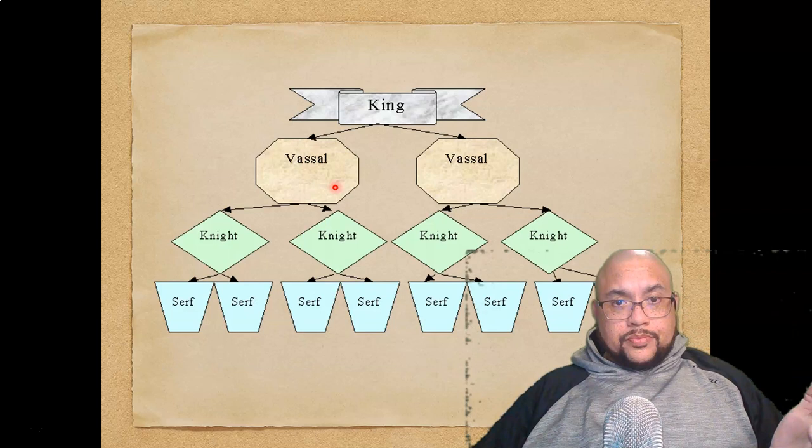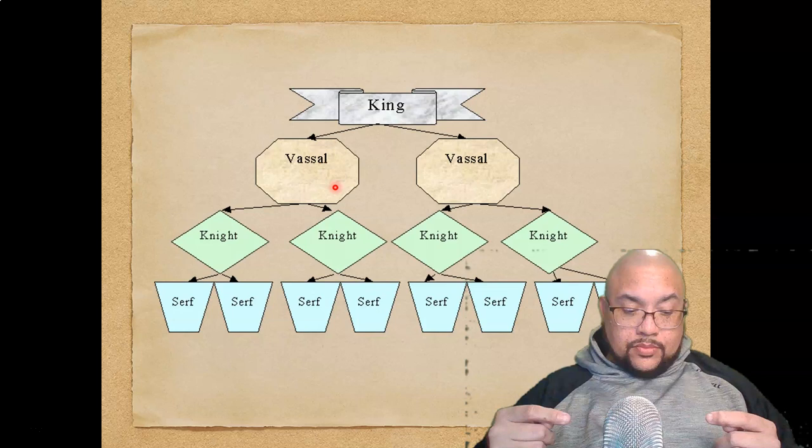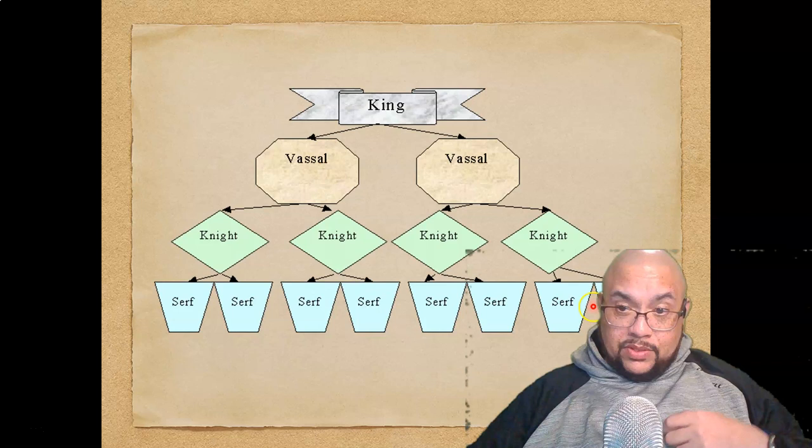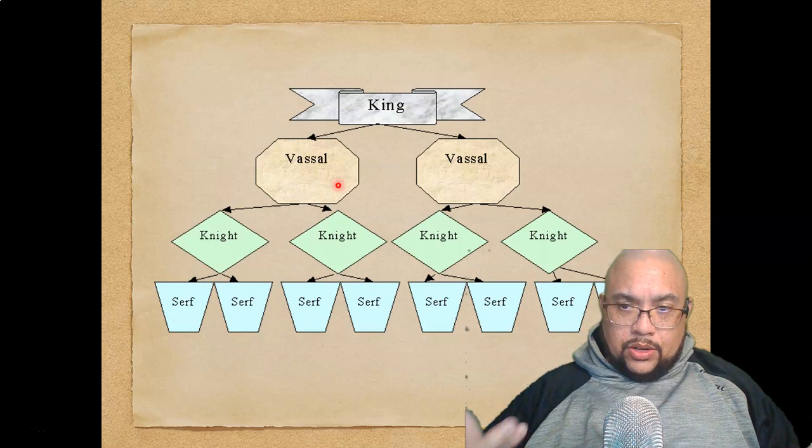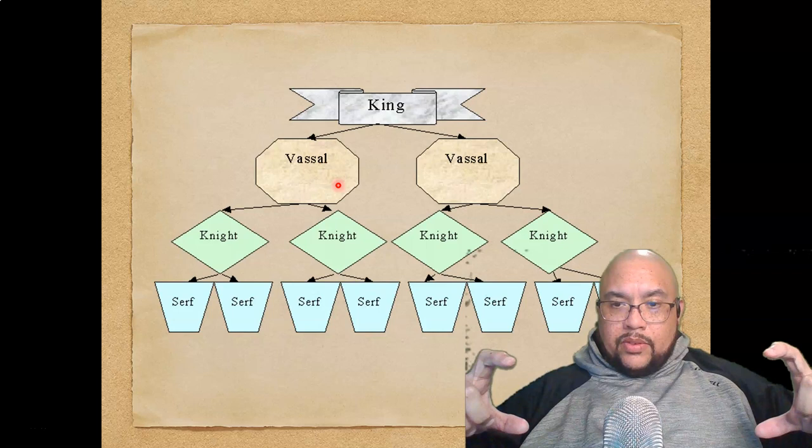So this is what is called a system of reciprocity, a system of payback. The system is supposed to work because everybody gives up something and everybody gets something. At the top, you have the king. Underneath the king, you have vassals. Vassals are lords and ladies and dukes and earls, this largely rich ruling class of people. They are the second tier. Then underneath that, you have knights.